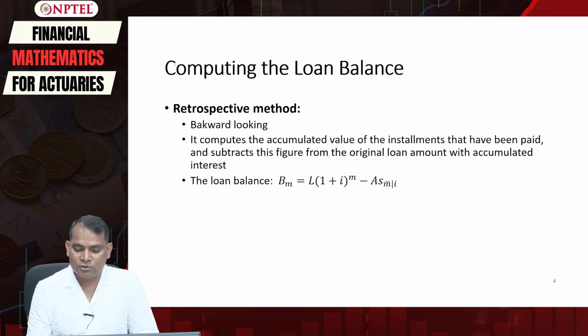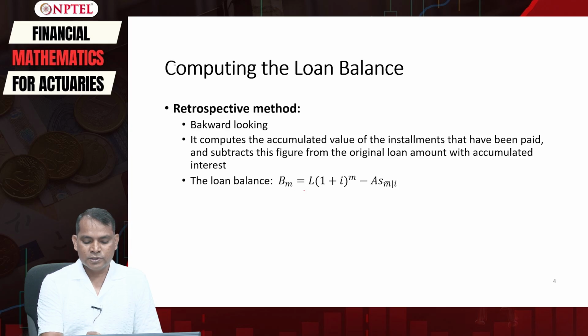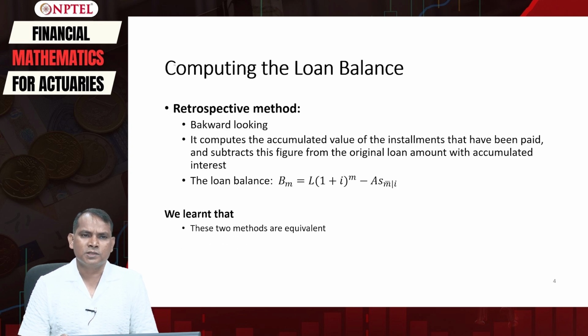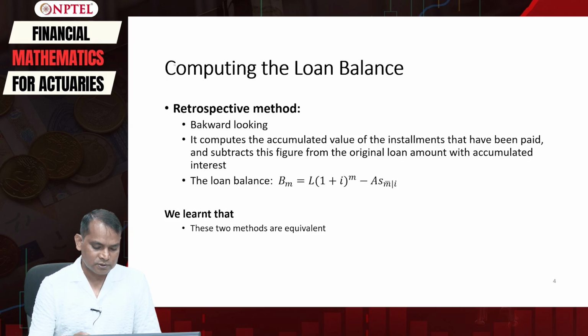And we have also learned that by using this formula we can again go back to whatever we understood in the prospective method. I am not rewriting it again here, but note that these two methods will give us equal answers. So these two methods are equal.